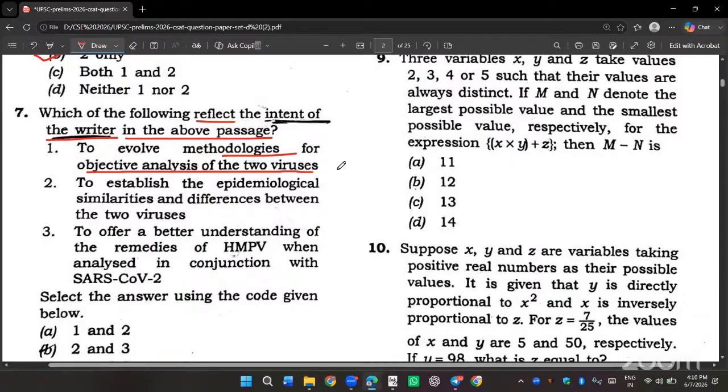What is the intent of the author? Intent means aim, objective. In Tamil, it is nokam. Writer of this passage, author of this passage.